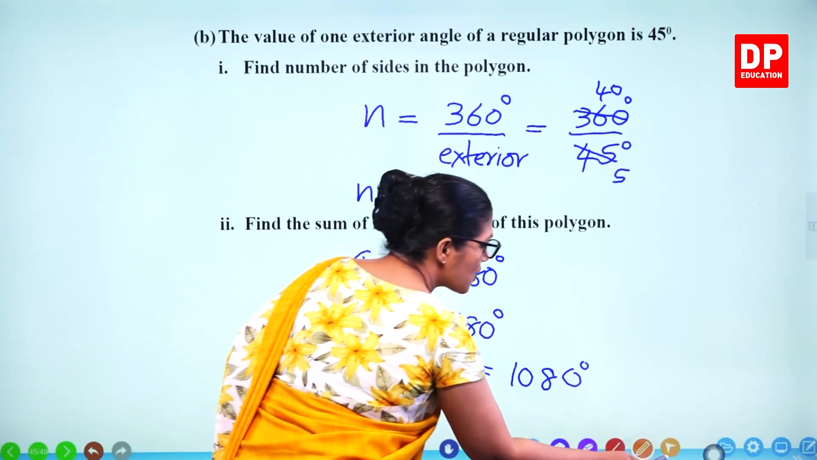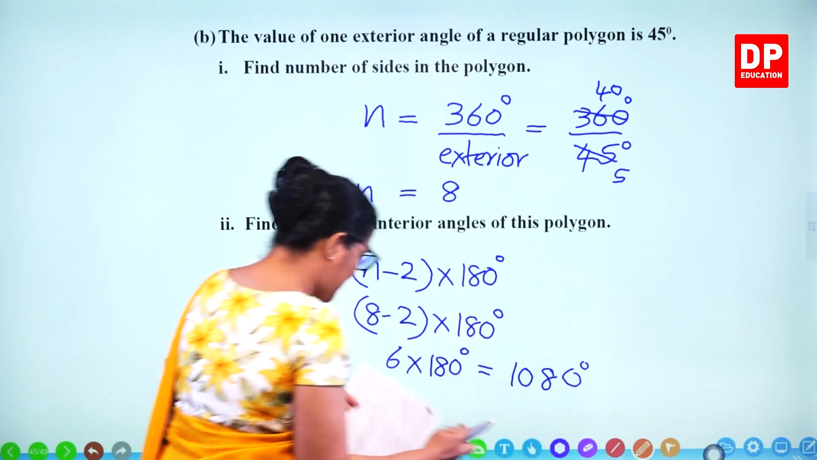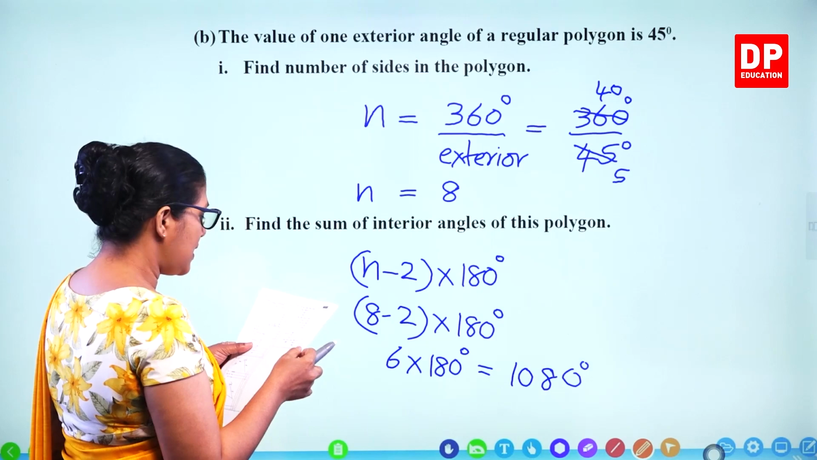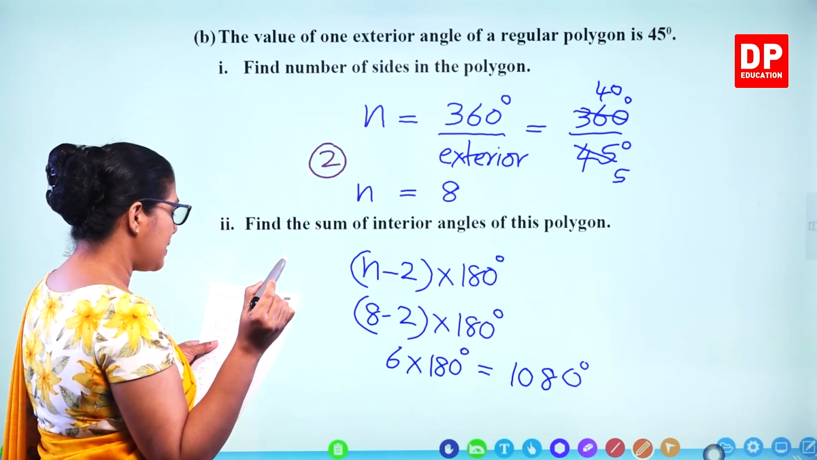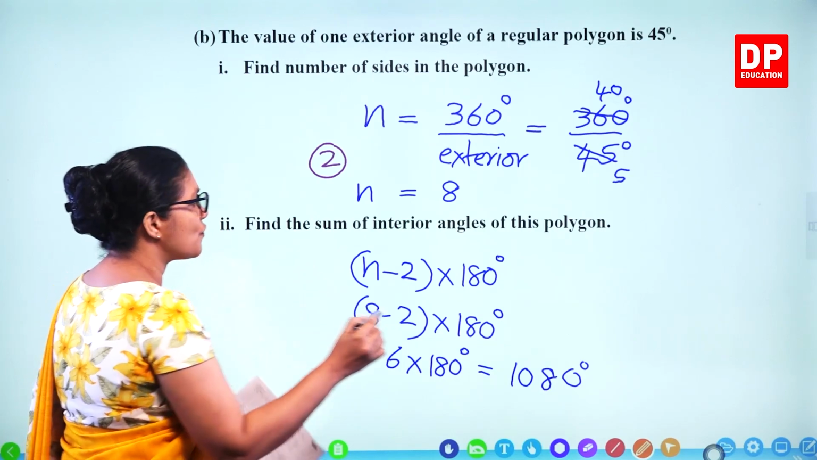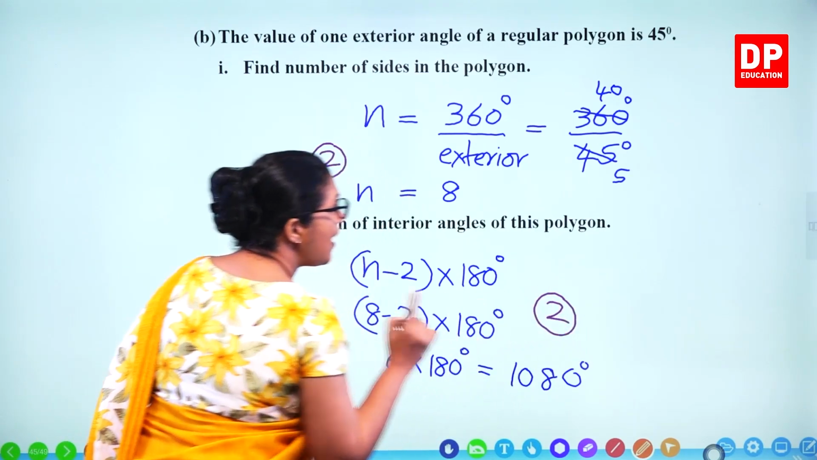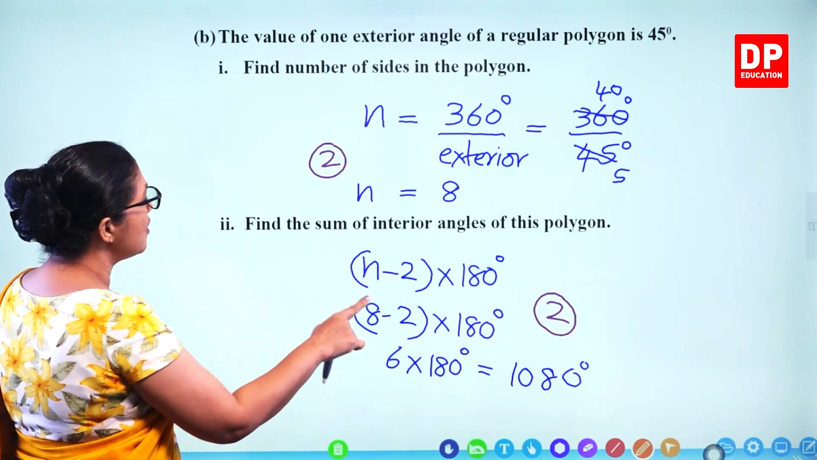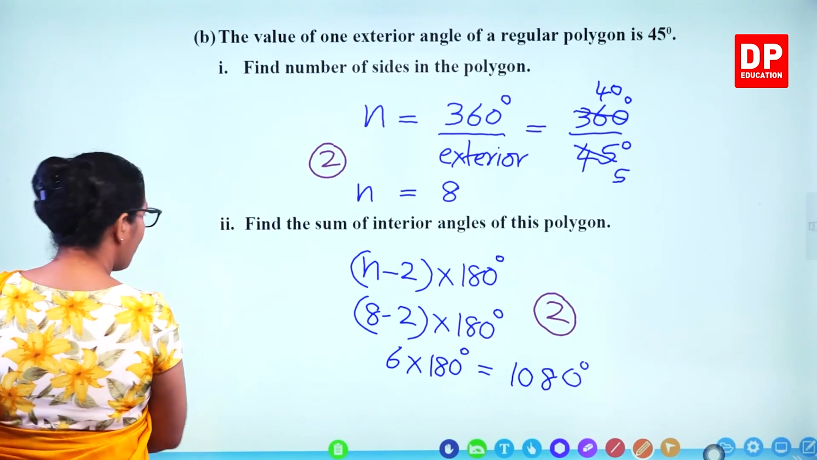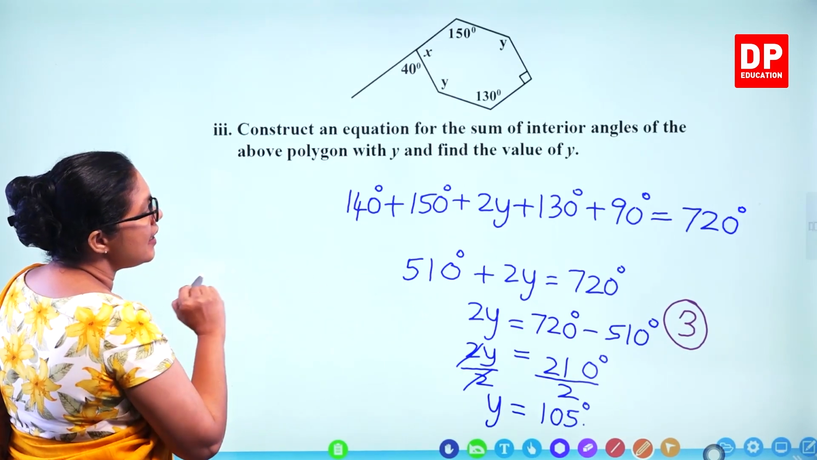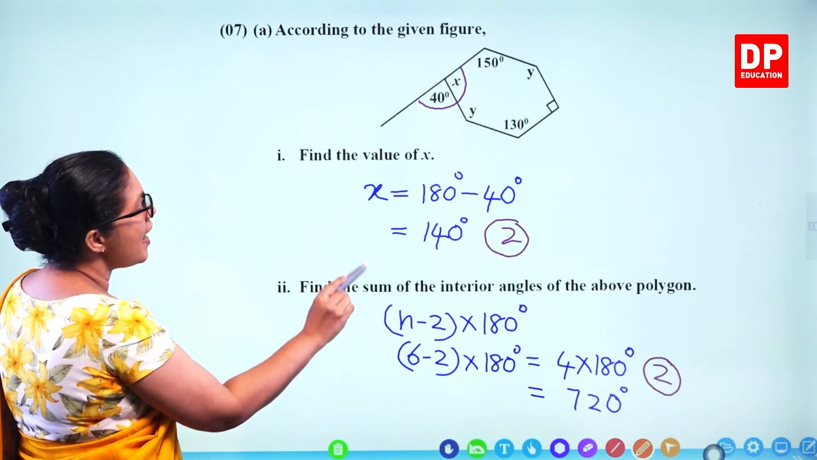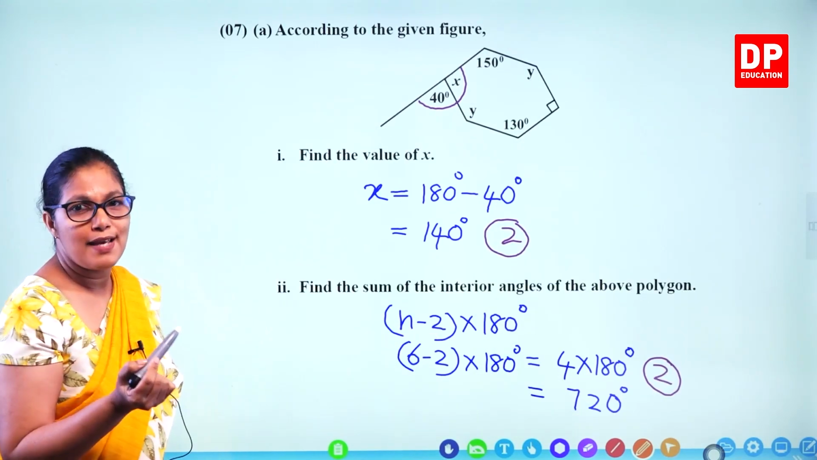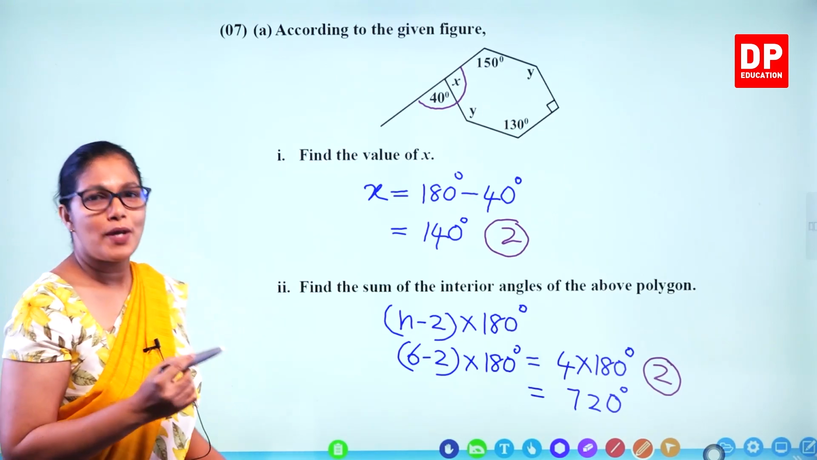So how many marks for these two steps? According to this, you get 2 marks here and 2 marks for this. Let's see, we have given 11 marks. 2 plus 2, 4. 3, 7. 2, 9, and 9 plus 2, 11 marks for the last question.